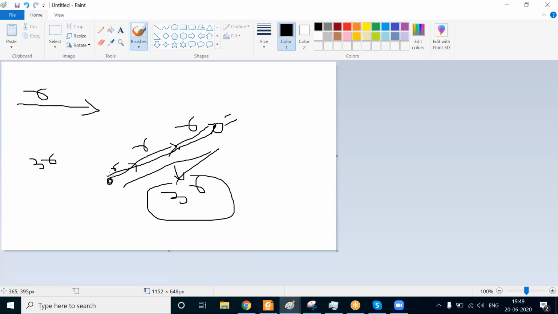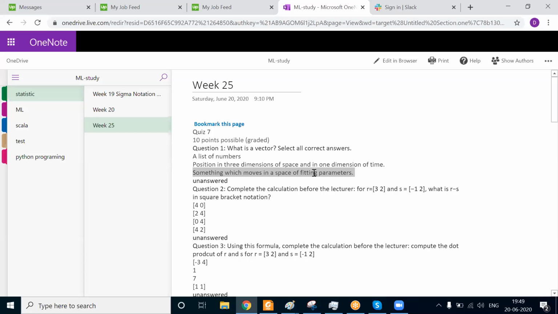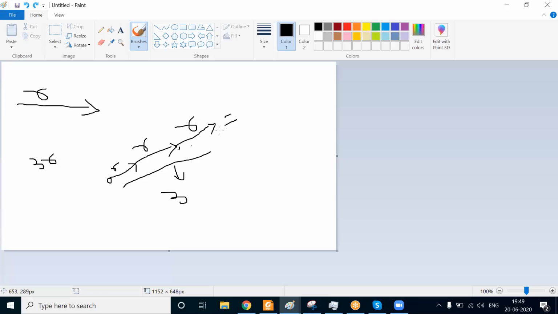That this is the area that it has covered, right? That is what it is telling me. It's something which moves in space with the fitting parameters. If I fit the 3 parameters to it, the similar 3 parameters, it will move from one position to another position. So this is multiplication of 3.